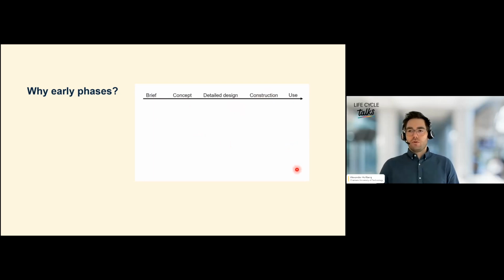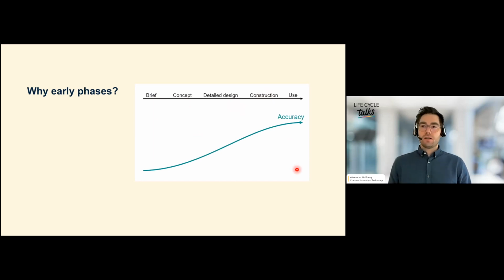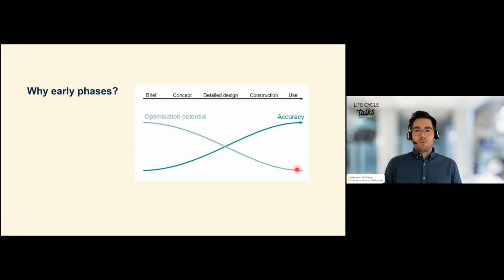And if we want to do a very accurate LCA, it's clear that the accuracy rises, and when we're in the use phase, we can actually measure energy consumption and do a very accurate LCA. However, it's very difficult, if not too late, to change something then. So the potential to improve and optimize the building is highest in these early design phases, where we have the challenge that we have very little data.